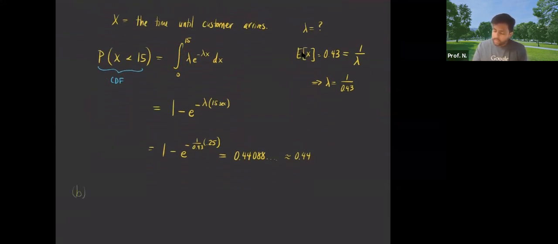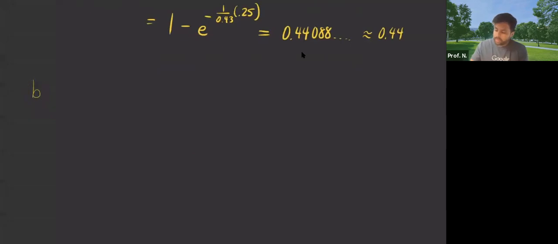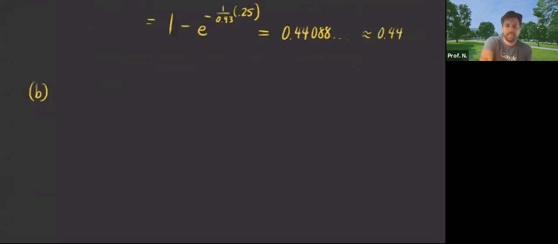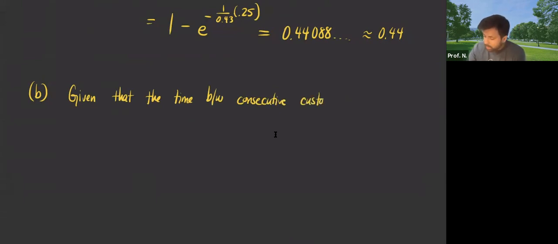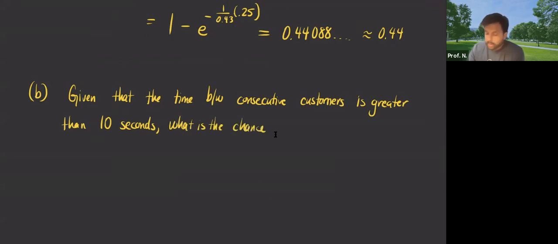And so just to finish this example off, what's the probability, given that the time between consecutive customers is greater than 10 seconds, that it is greater than 15 seconds?